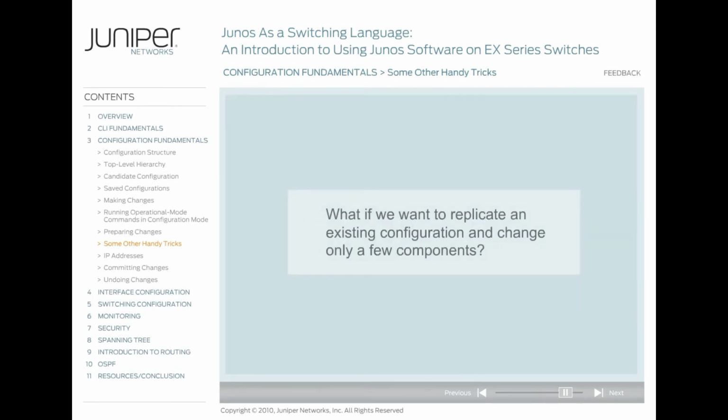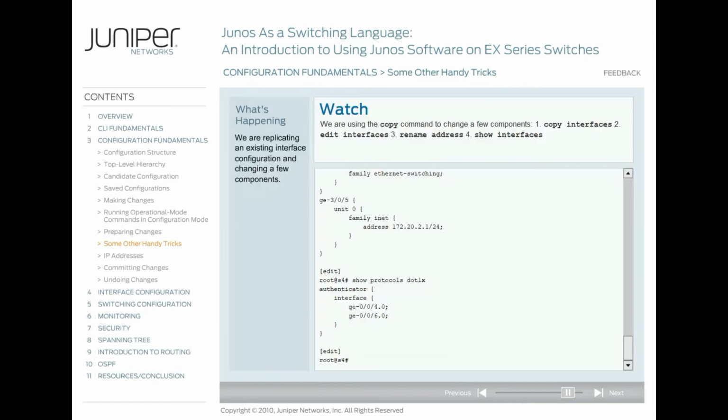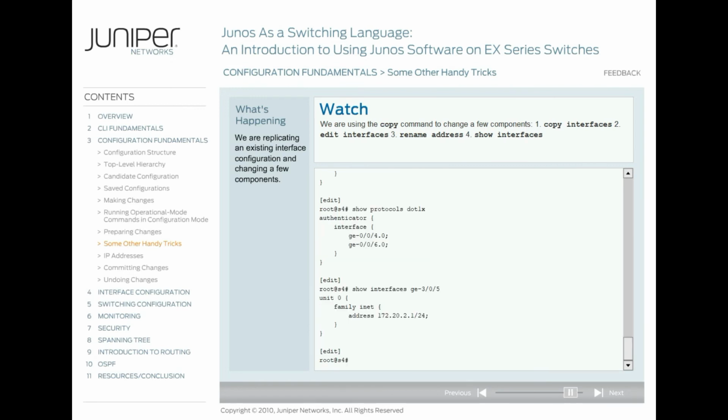What if we want to replicate an existing configuration and change only a few things? We can use the Copy command and change what we need to change. For example, to replicate the GE305 configuration on interface GE306, we copy the configuration and then change the IP address. First, we copy the interface configuration.